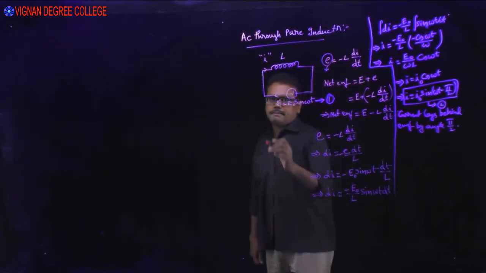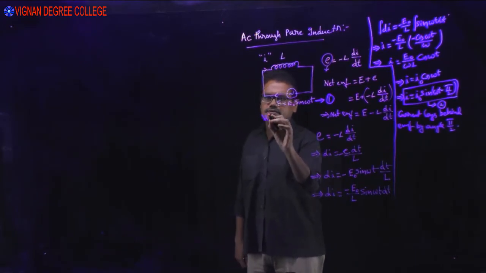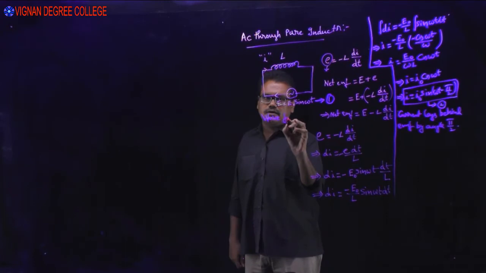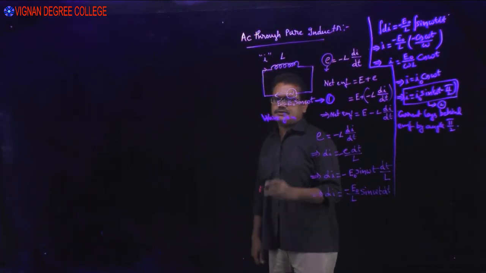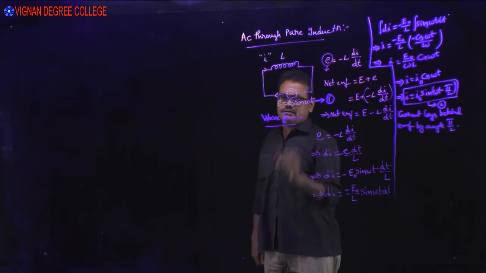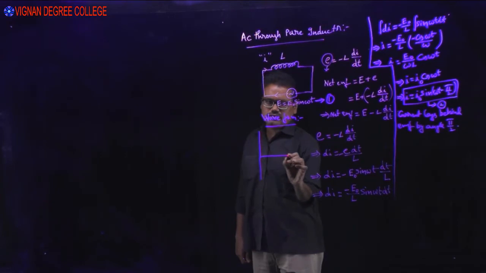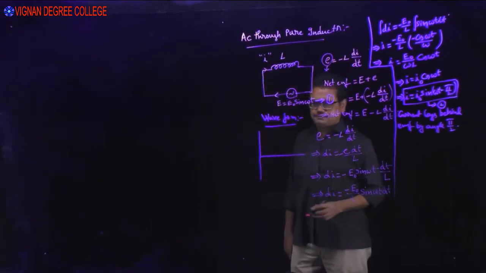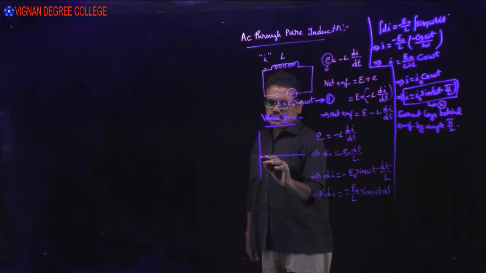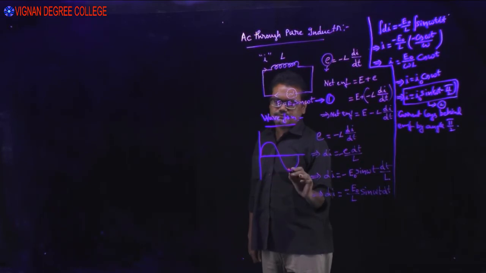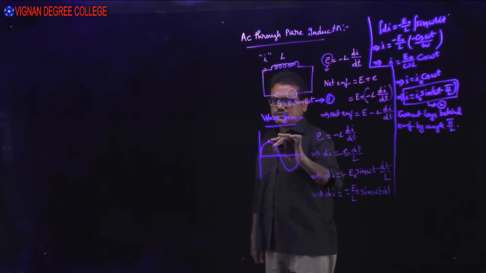The waveform and vector notation. Waveform and vector notation can be drawn as follows. First one, waveform. Here the continuous wave represents EMF. This wave represents EMF, E is equal to E naught sin omega t.